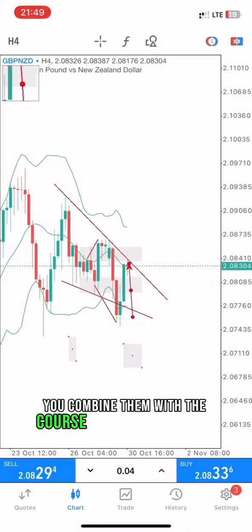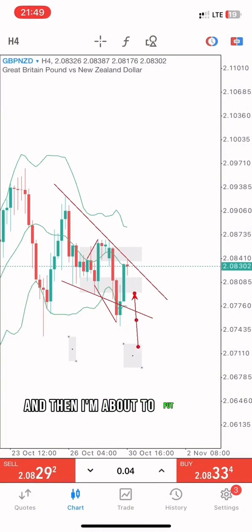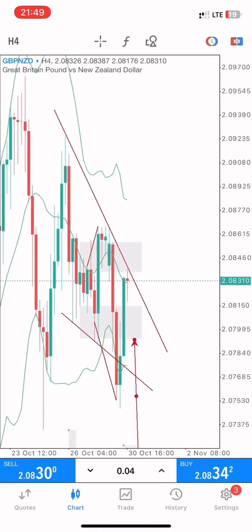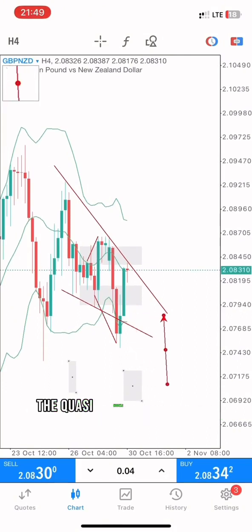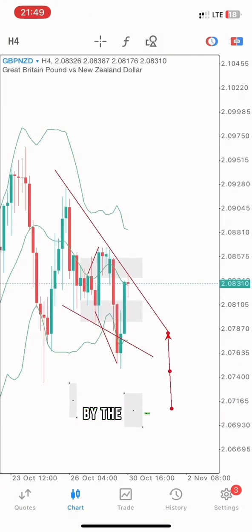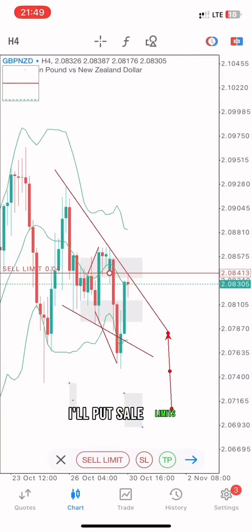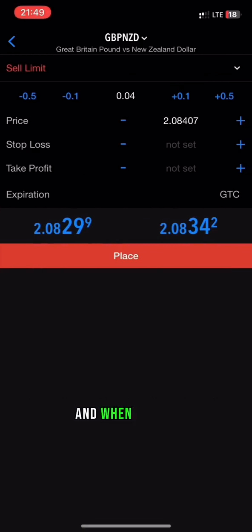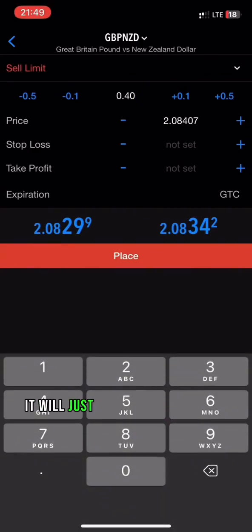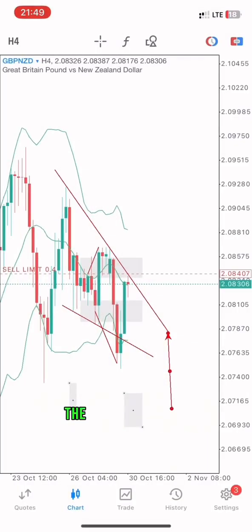You combine them with the Quasimodo and the trends. And then I'm about to put my sell positions because it's about to drop. One thing you must know is that the Quasimodos are always respected by the market. So I'll enter full margin. I'll put sell limits because I'm expecting that price will go up there. And when it does, it will just hit and activate the sell limit.